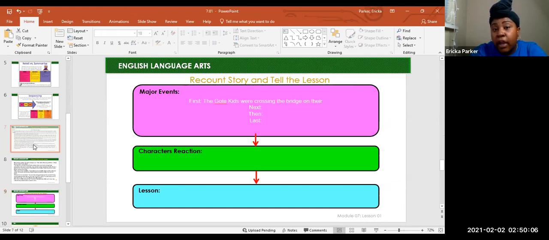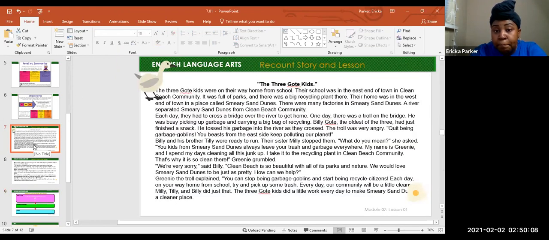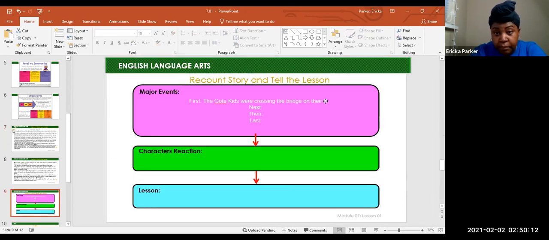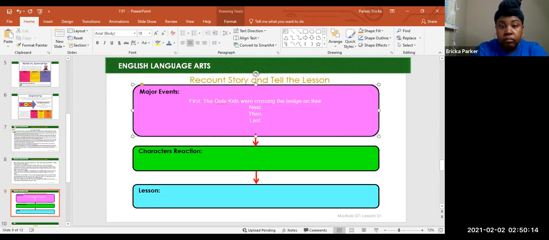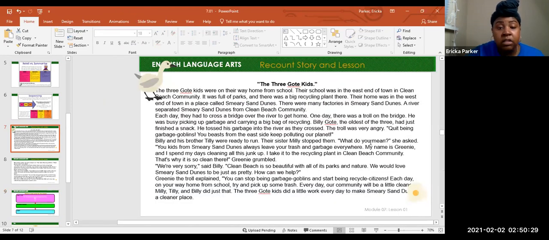And they were going where? Let's go back. Home. Okay. So they were on their way. First, they were on their way crossing the bridge. Then what happened? Somebody tell me. I want you to think about it. Take a pause, think about it. I'm going to go back over here to the story. We're going to take a pause here and think about what happened.